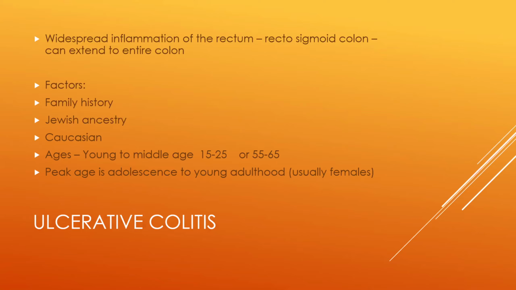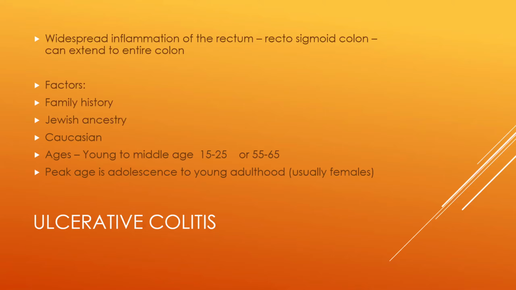Here are our risk factors: family history of having this. Jewish ancestry puts you at high risk. I don't even know what the link is, but it's there. Being Caucasian, young to middle age, or 55 to 65. I don't have any idea why it's just those ages, but this is when we most commonly see symptoms and signs of ulcerative colitis. Peak age is adolescence. So imagine the female adolescent that's 14 years old that has 15 loose stools and it's bloody and they're dehydrated and no one can figure out why.